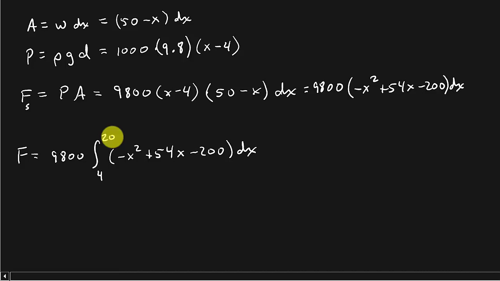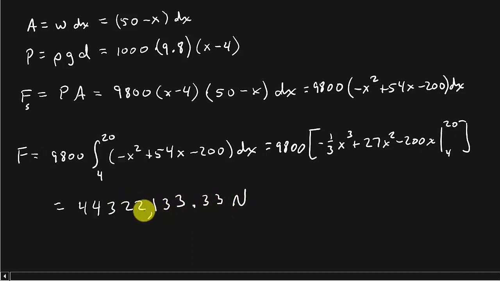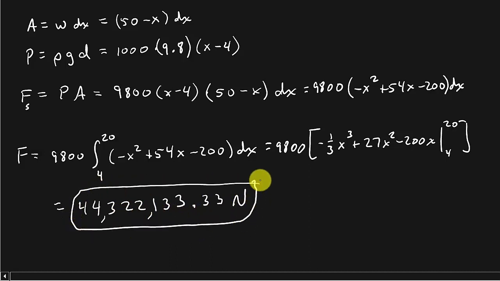And, look, I'm not going to go through all of this, but that's just 9,800 times negative 1/3 x cubed plus 27x squared minus 200x, and that's from 4 to 20. And then when you punch all that into your calculator, you end up with the answer. All right, so that would be the force on the plate.